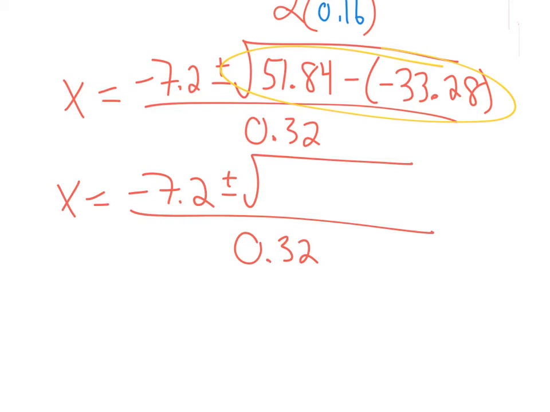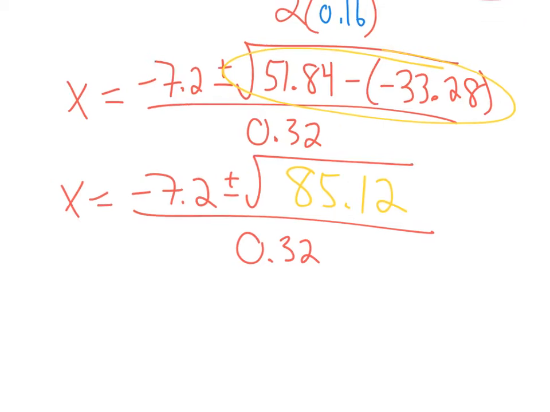And 51.84, subtracting a negative is like adding. So 51.84 minus negative 33.28 becomes 51.84 plus 33.28, and that will equal 85.12.